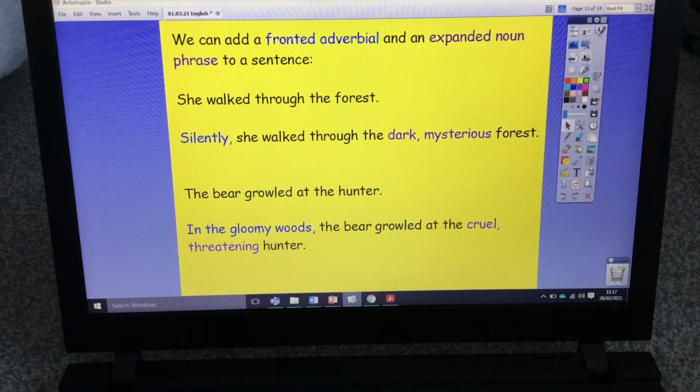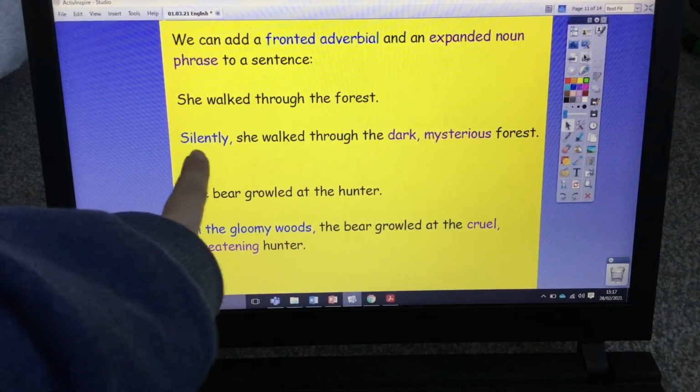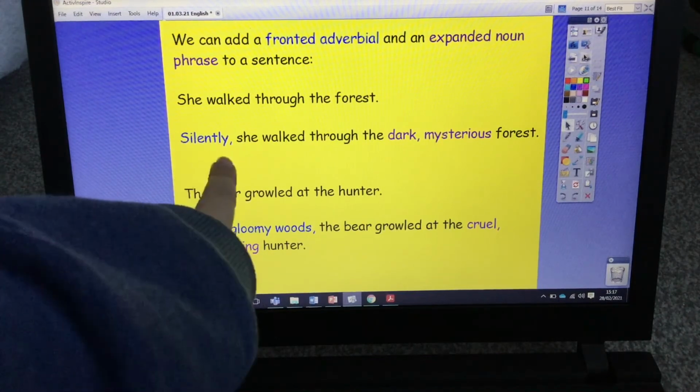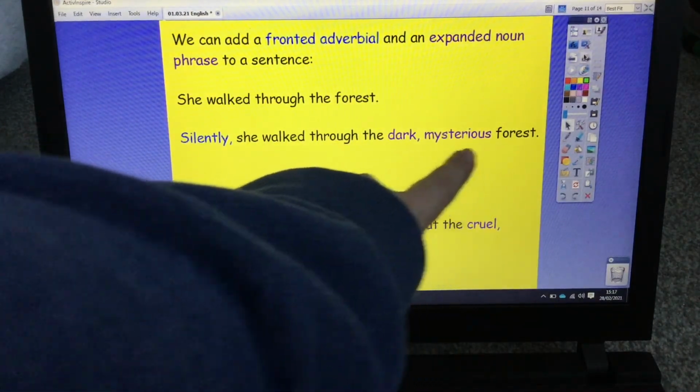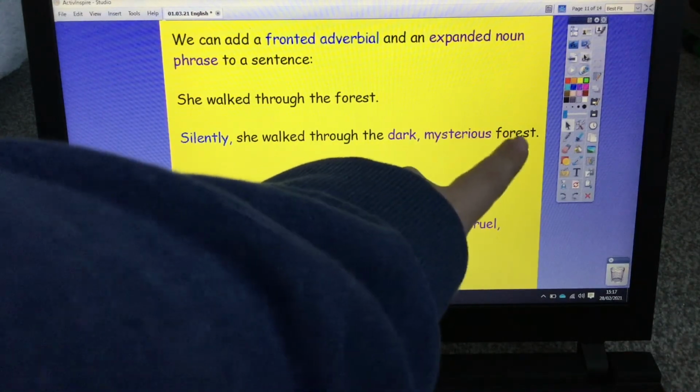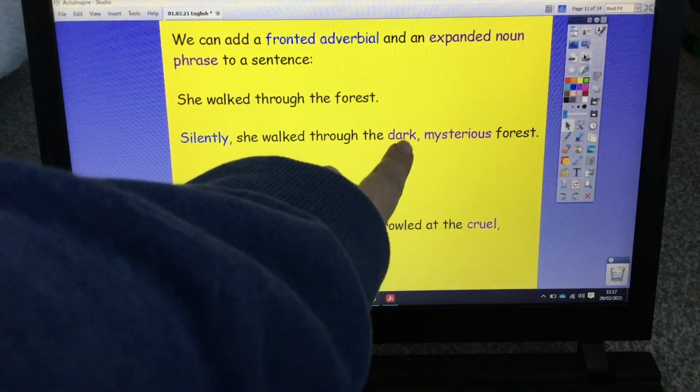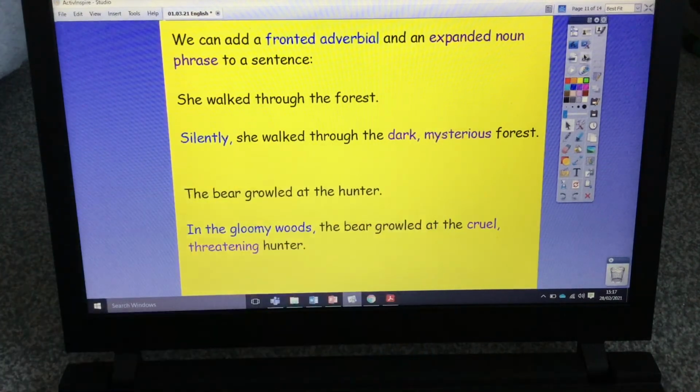For even more detail and interesting sentences, we can add a fronted adverbial and an expanded noun phrase to a sentence. So let's look at our original sentence again. She walked through the forest. Silently, she walked through the dark, mysterious forest. So we have our fronted adverbial that tells us how she walked, and dark, mysterious forest is our expanded noun phrase. We are describing the forest with 2 adjectives, dark and mysterious.